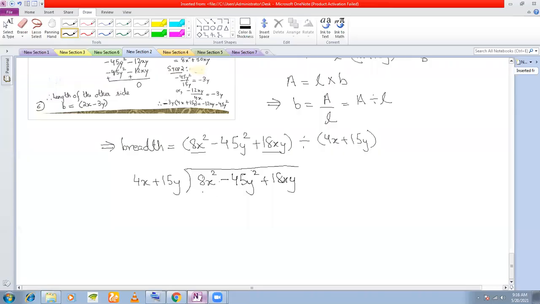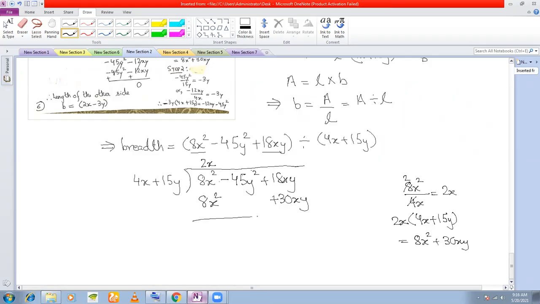Okay, fine. So now we check the leading term. What is the leading term of the dividend? 8x square. What is the leading term of the divisor? 4x. Divide. How much do we get? We should get 2x, right? This will cancel and we get 2x. This 2x you write on top, and you multiply 2x with the divisor, 4x plus 15y. Here you get 8x square plus 2x into 15y, which is 30xy, right? So now what do you write? You write 8x square here, but 30xy you will write below this. You will not write below y square. Subtract.